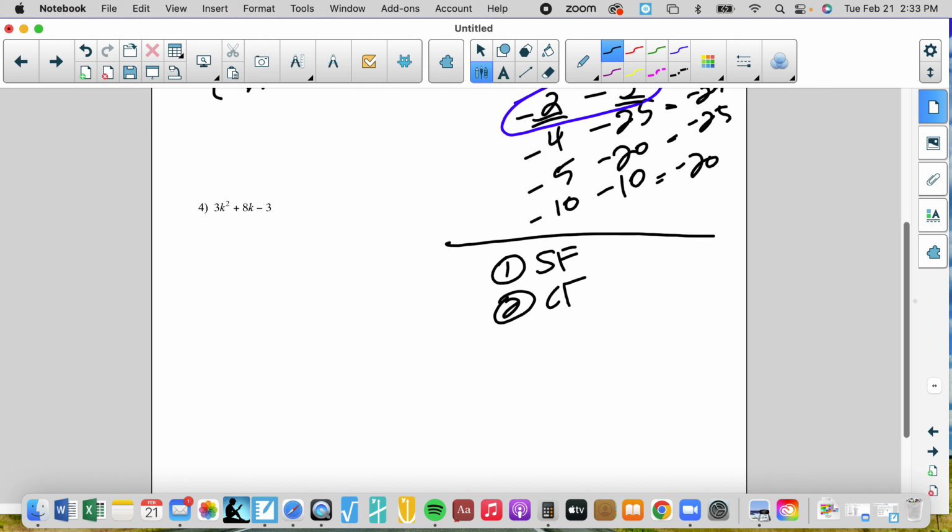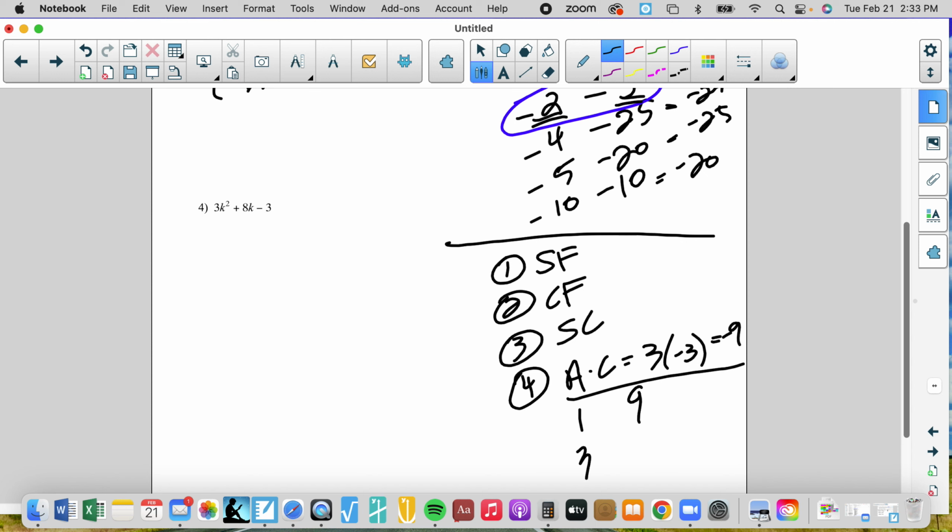Let's go. Standard form, yes. Common factor, no. Special case, nope. A times c, a is 3, c is negative 3, gives me negative 9. 1 and 9, 3 and 3, signs are different. Bigger is positive. So the bigger of the two, Mr. Mack, 3 is not bigger than 3. Well, you're right. So you give one sign, it doesn't matter because they're the same. That gives me 8. This gives me 0. My middle is 8. So I'm going to use negative 1 and positive 9.